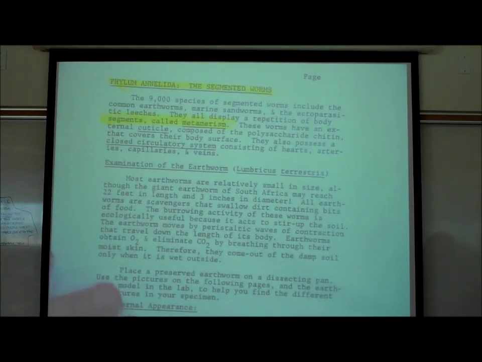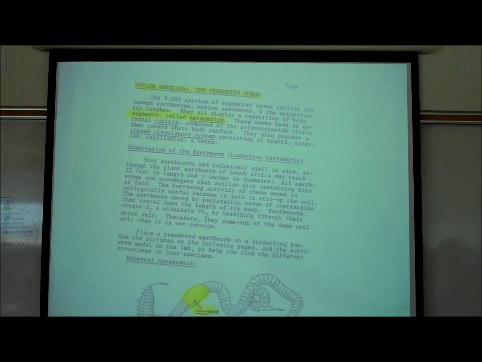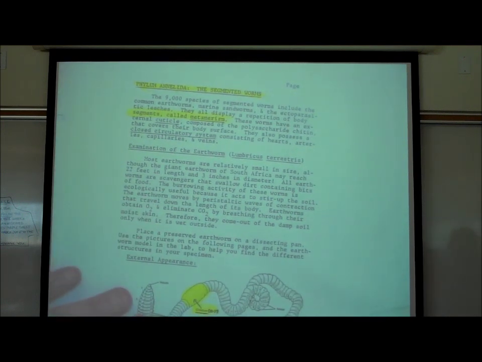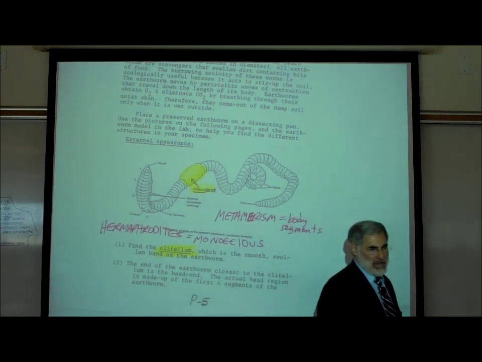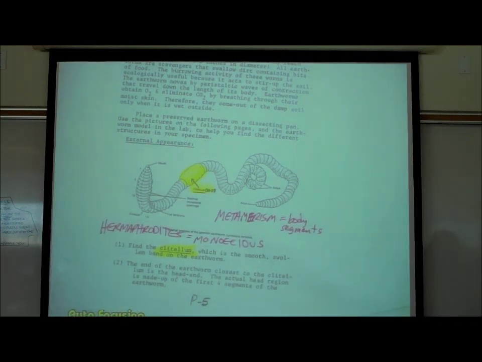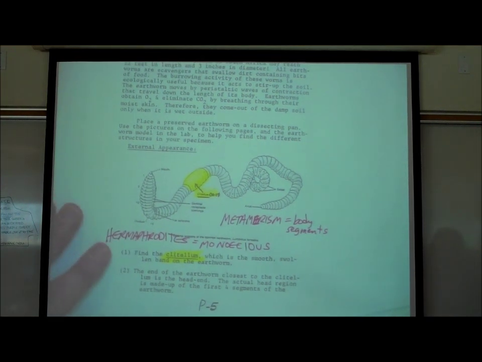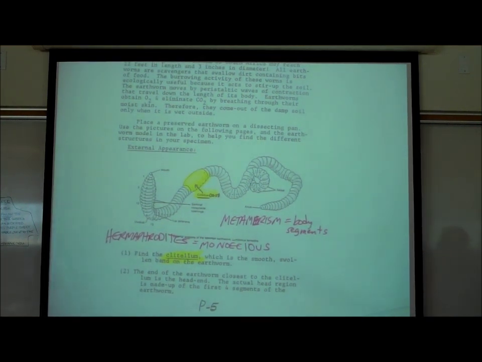and on page P5, the segmented worms. All right, now what are the segmented worms? They're called segmented or annelids because they have all these body segments. And what we're really talking about are earthworms. So earthworms are in a different group category than flatworms, platyhelminthes, or roundworms, nematoda.